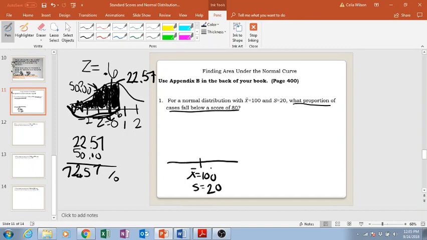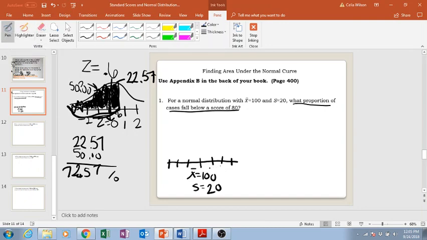All right, well, if my standard deviation is 20, I'm going to make my plus 1, 2, 3 and my minus 1, 2, 3. Okay, so I know that this is going to be 110. Well, I'm sorry, 120. Fix that real quick. Bear with me, please.